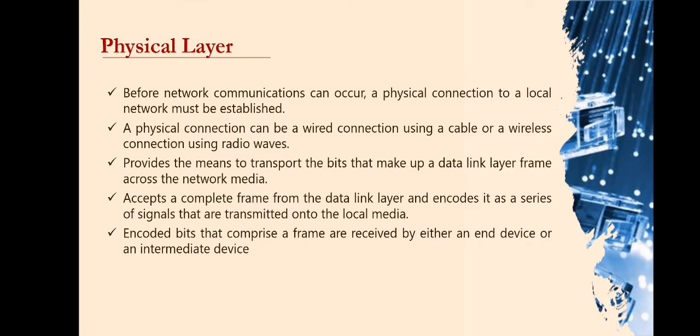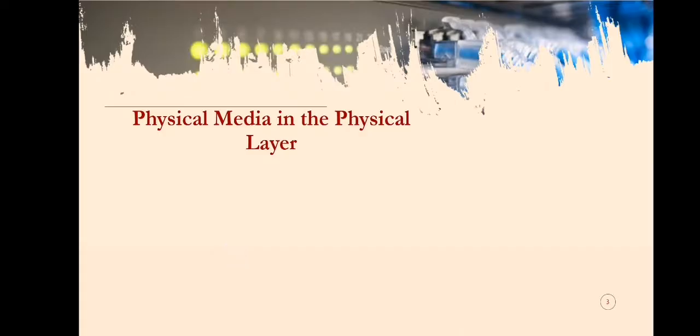The physical layer defines the relationship between a device and a transmission medium, such as a copper or optical cable. Now, this includes the layout of pins, voltages, cable specifications, hubs, repeaters, network adapters, host bus adapters, and more. We'll be discussing those terms as we go through this topic. Now, let us see the different physical media used in the physical layer.